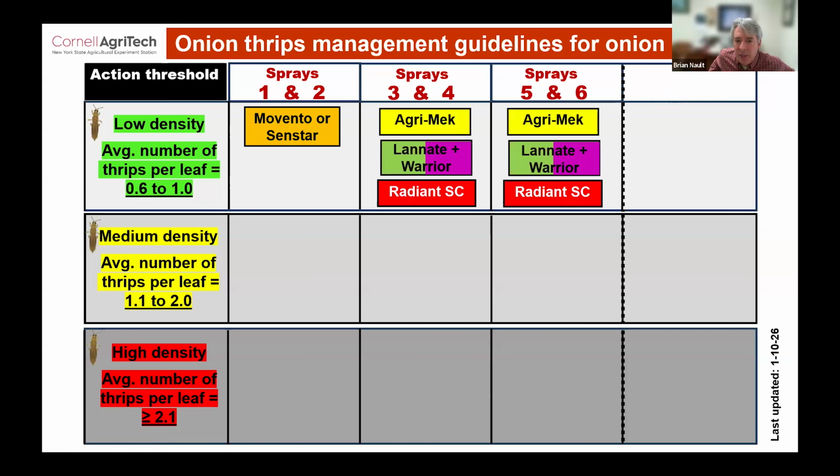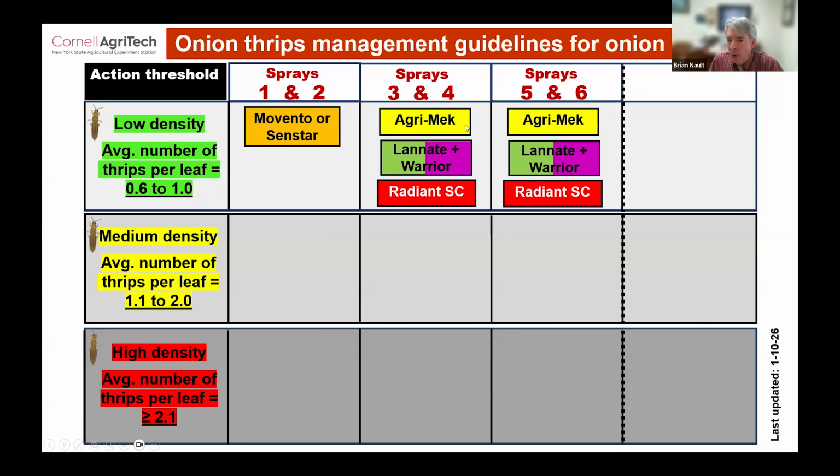So at low density, we know that the best thing to start off with is Movento or Senstar. It's systemic. It works really well up until you have a bulb size of about 1/2 inch. And after that, we see that the physiology of the plant changes, and Movento and Senstar is not as effective. So it's got to be early. And we got to keep it because it still works well. So start off. That's pretty much the only option I would recommend for the first couple sprays this season.